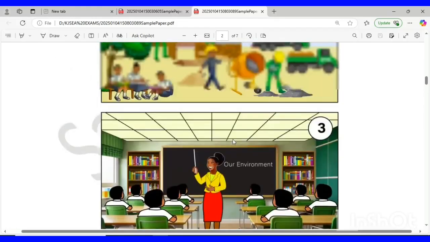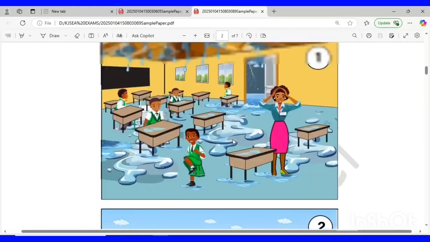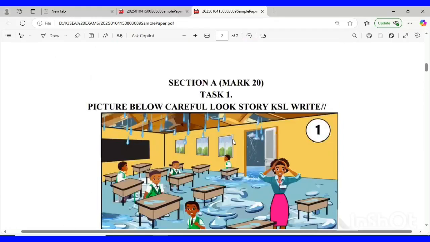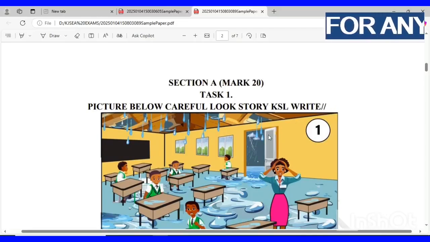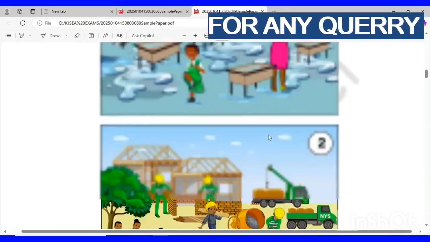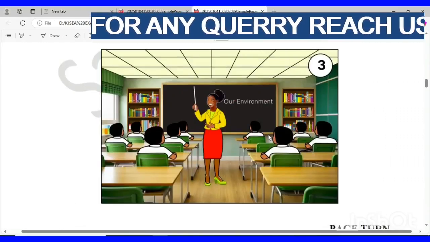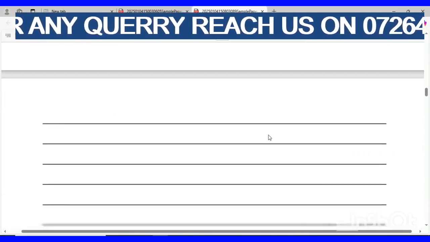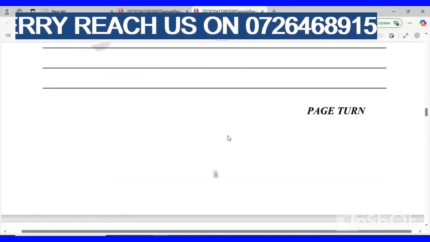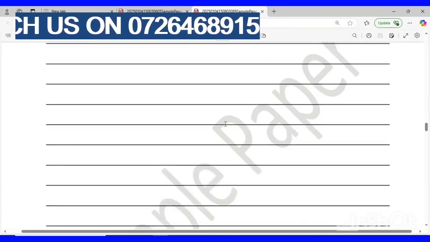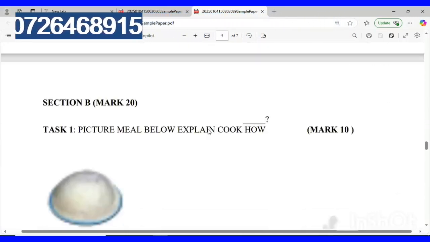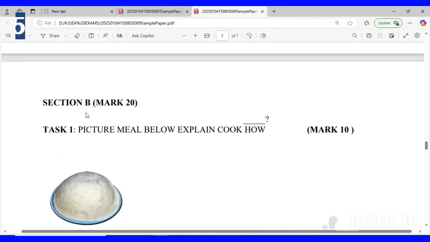So for them, they are going to write maybe something like a composition: picture below, carefully look, story, KCL light. So they know what that means. They will study the pictures and then use the pictures to write something like a composition of what is happening in the picture. Task number 2, that is section B.